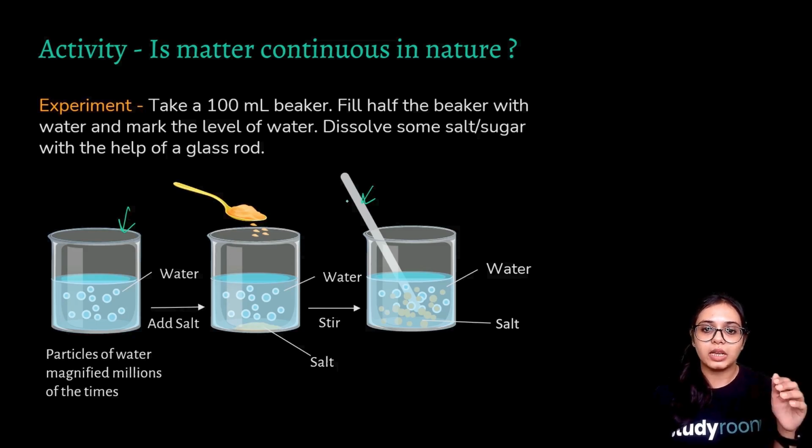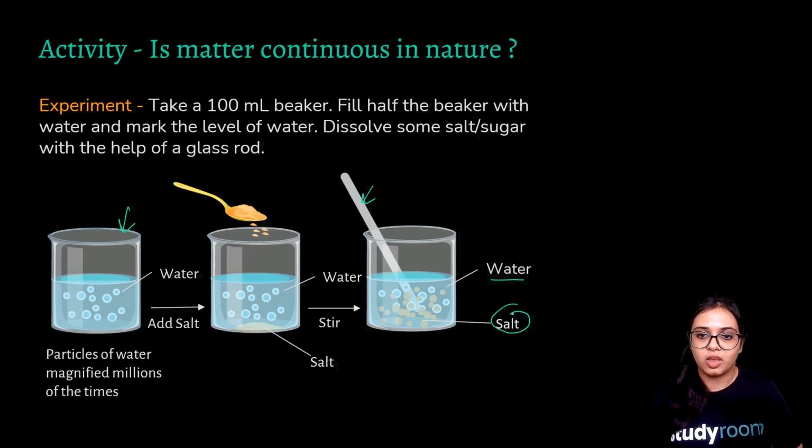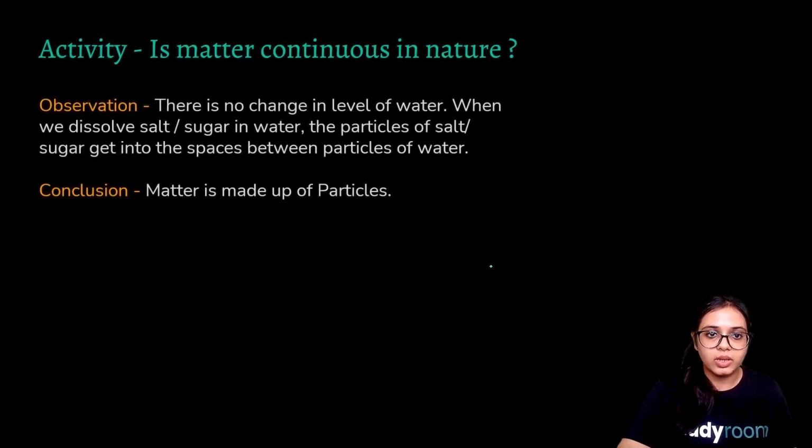We observe that after the salt or the sugar is dissolved, they are nowhere to be seen. The only thing that is visible to the naked eye is water. It's a solution of water that contains salt or sugar that is mixed in it. Moreover, we notice that the level of water has not risen. That means the level of water that we had earlier is the same level that we get after. So we conclude that there is no change in the level of water, and we conclude that when we dissolve salt or sugar in water, the particles of salt or sugar get into spaces between the particles of water.